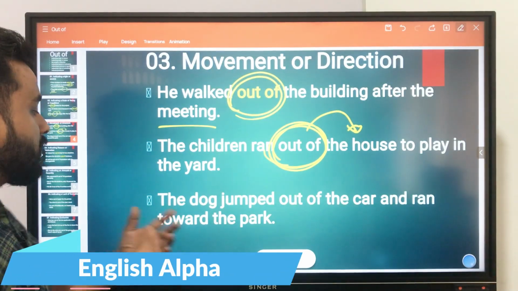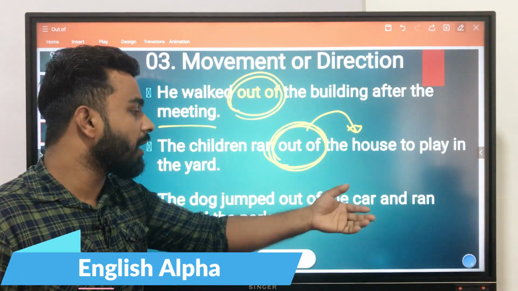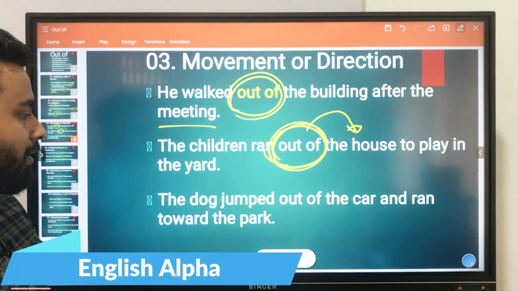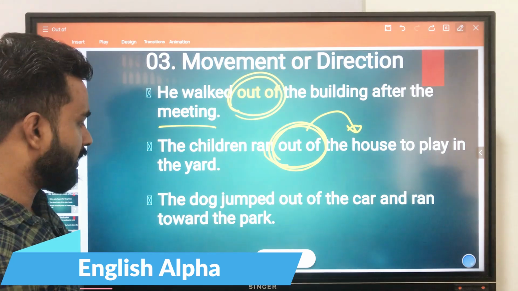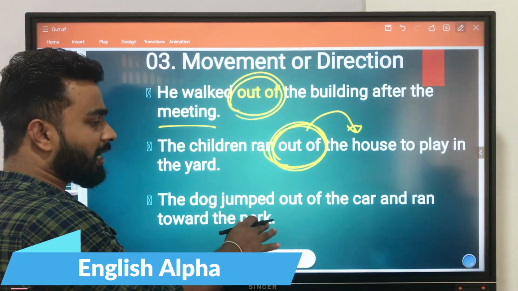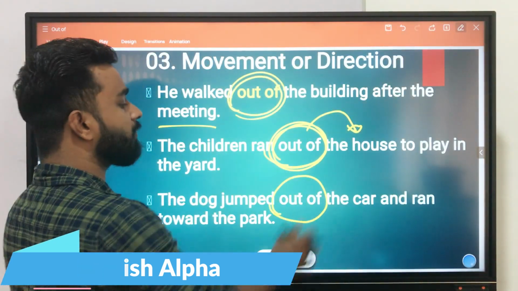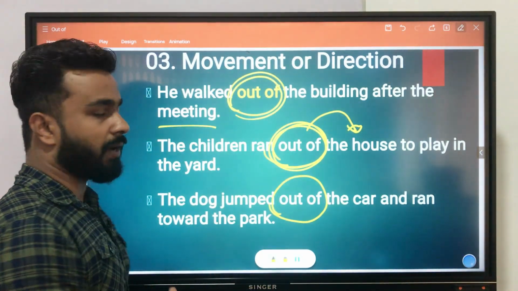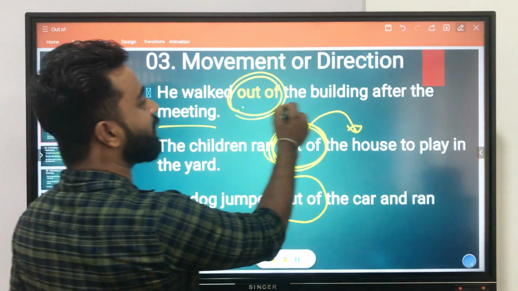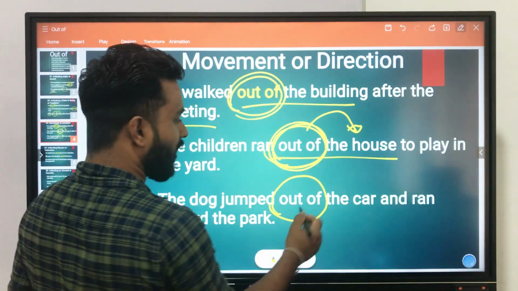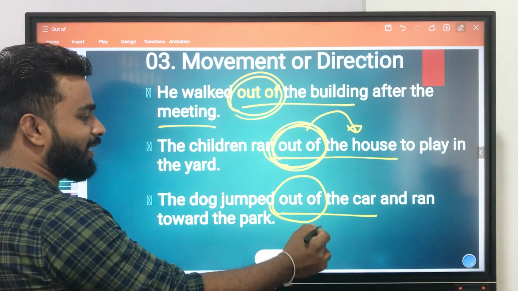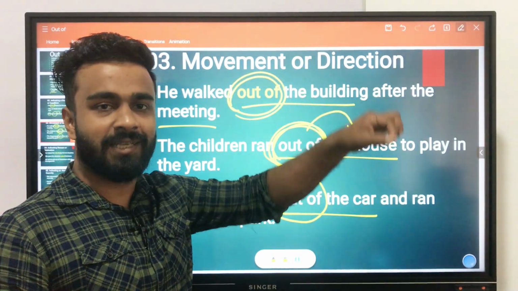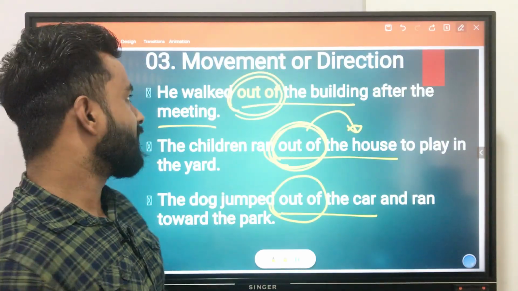Next example: The dog jumped out of the car and ran towards the park. Here, what's the usage? The same meaning. There was a dog in the car, and it jumped out of the car and ran towards the park. Here you can see out of the building, out of the house, out of the car. So it means it is not in that place anymore. Let's go to the next usage.